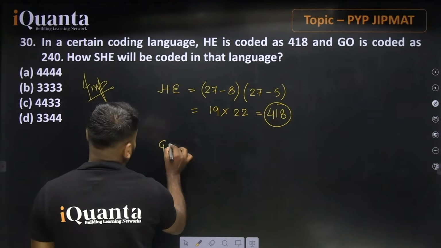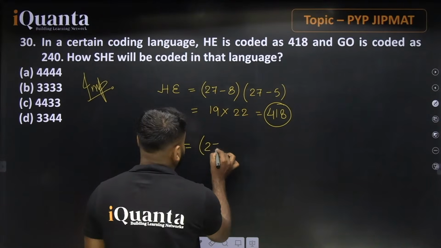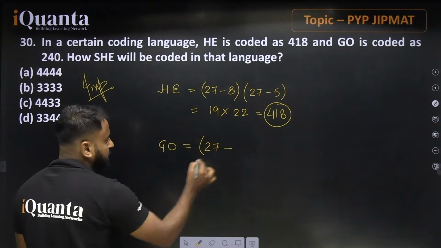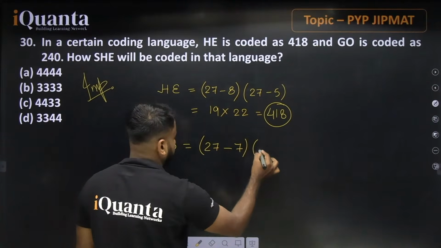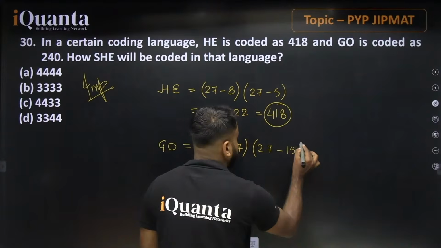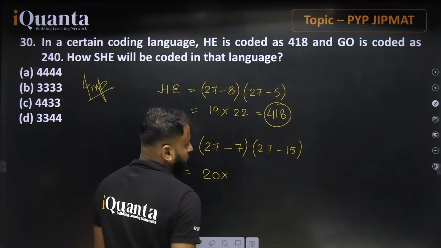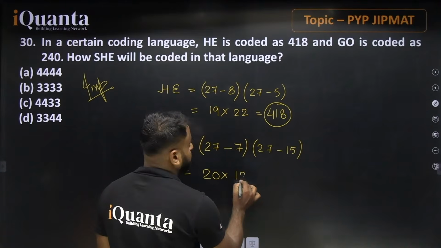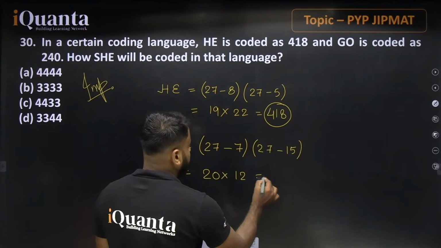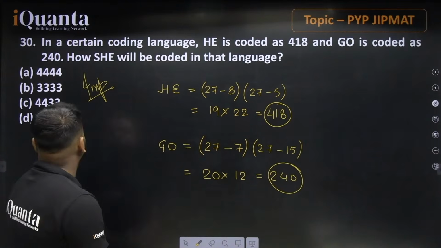Let's talk about go, beta. How will you solve this? If talking about go, 27 minus, G is at 7th place from the starting, and again 27 minus O, O means 15th place. So 27 minus 7 will be 20, and 27 minus 15 will be equal to 12. Right? So the value will be equal to how much? 240.